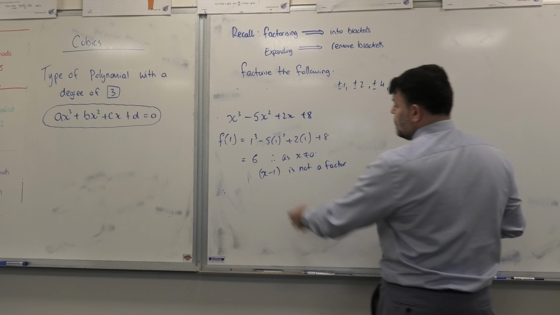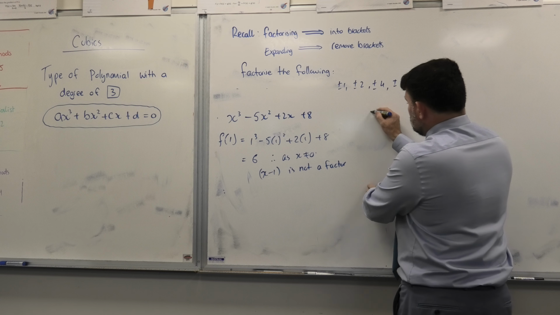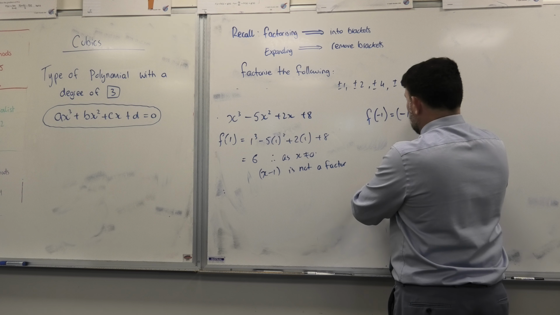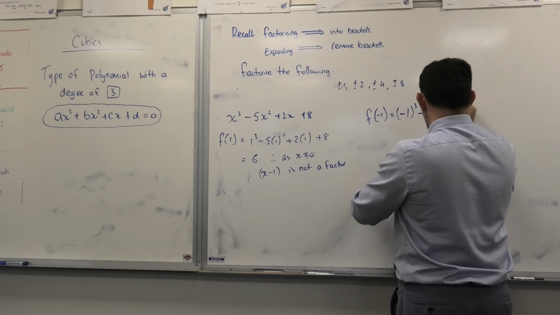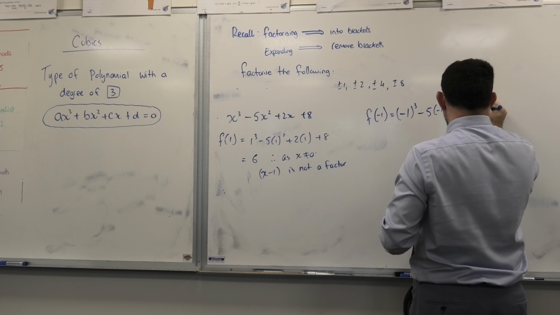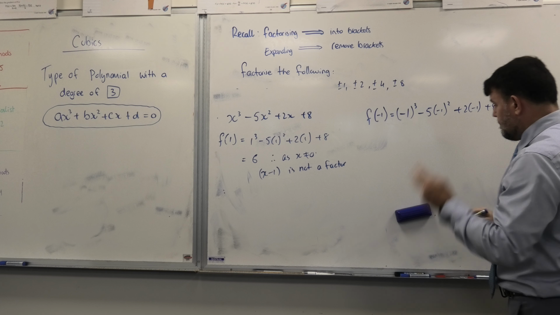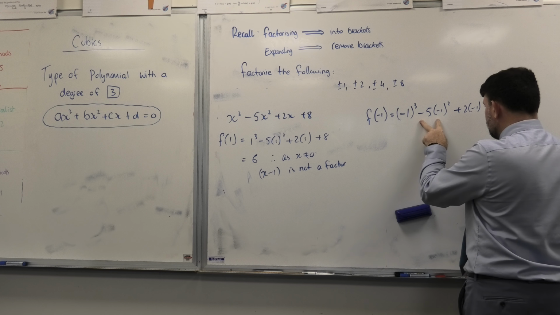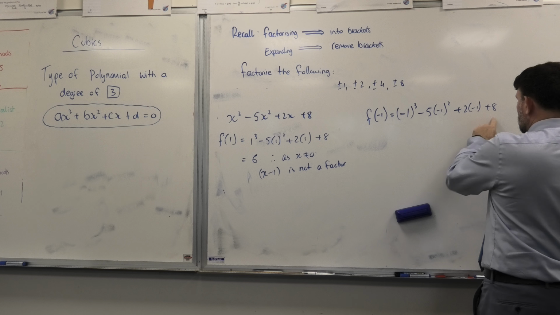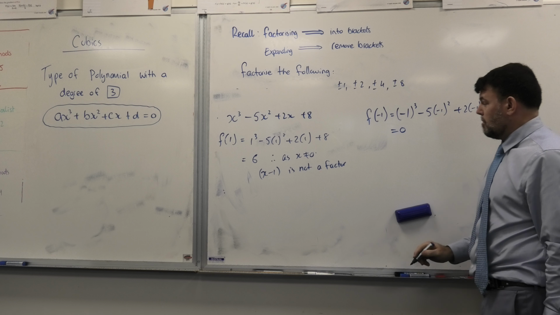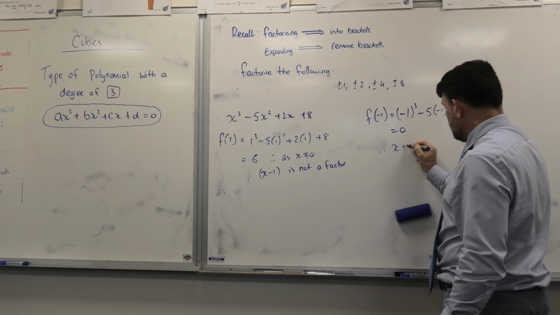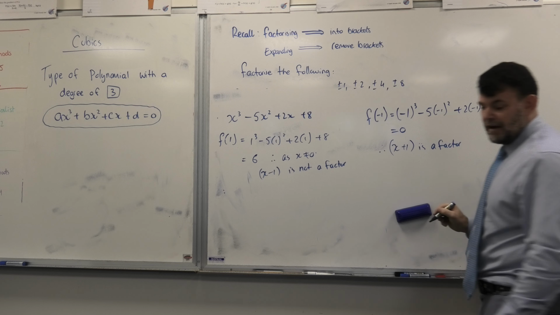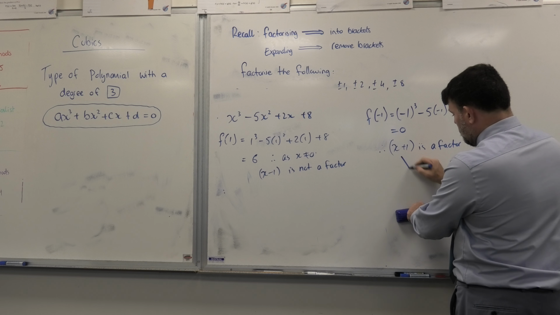So we try the next thing. Let's try negative 1. We'd have negative 1 cubed minus 5 times negative 1 squared plus 2 times negative 1 plus 8. That gives me negative 1 minus 5 minus 2 plus 8, which indeed does give me 0. So therefore, x plus 1 is a factor. And what I've got here is my first part.